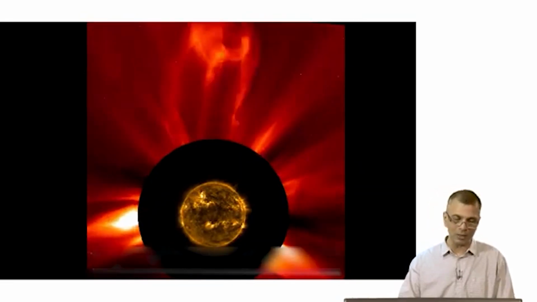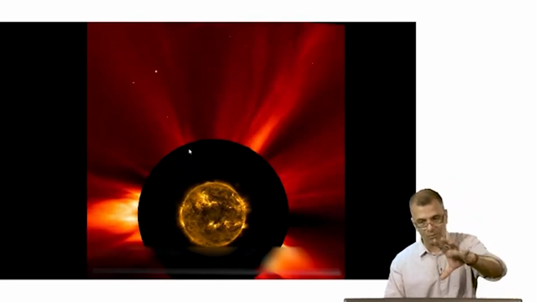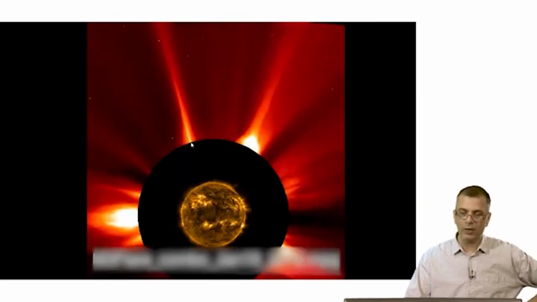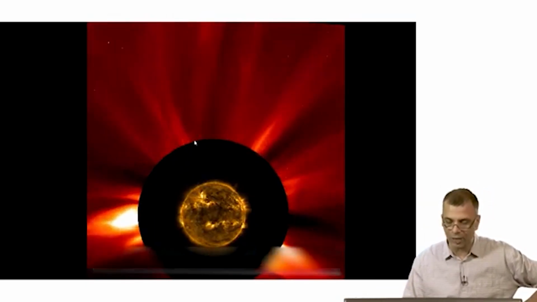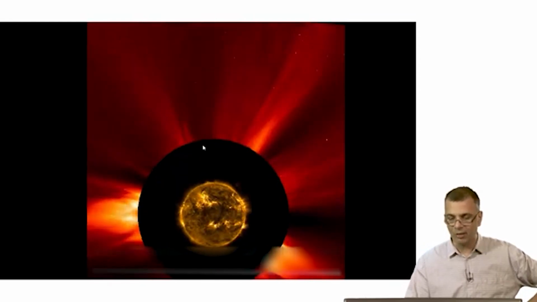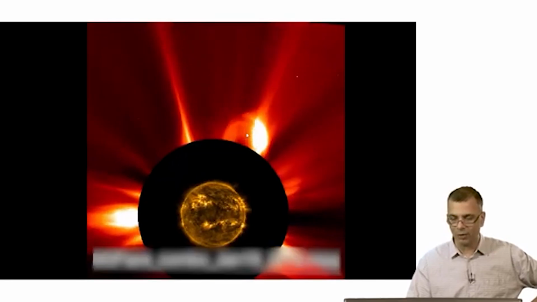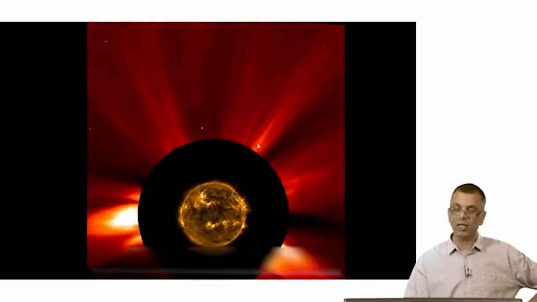This is a bit of a close up, and the field of view is only from about 2.2 solar radii, which is the edge of this occulter, up to about 6 solar radii. And here too you can see that there is bright stuff. You see this bright stuff here, and actually these are three coronal mass ejections.